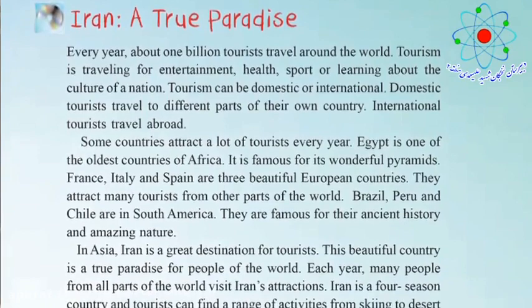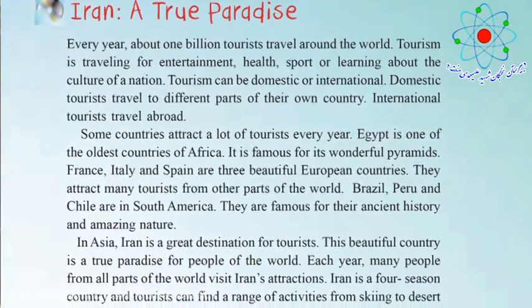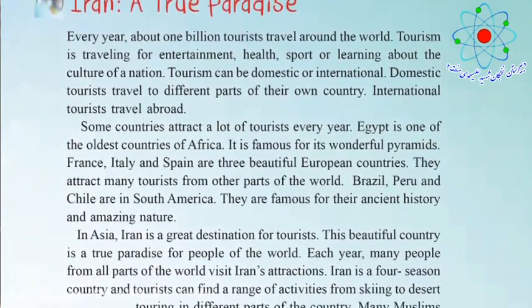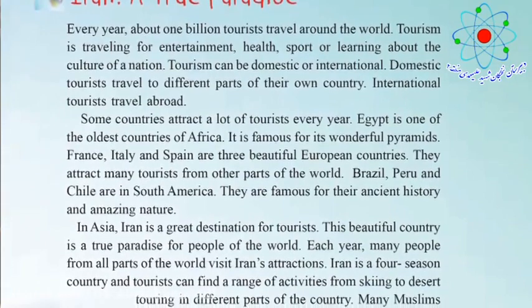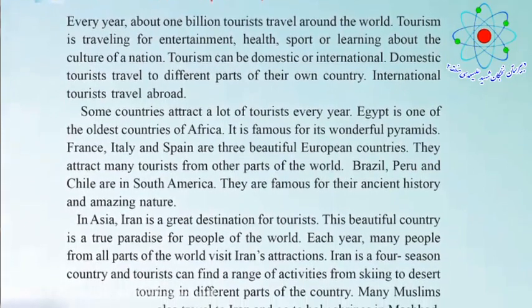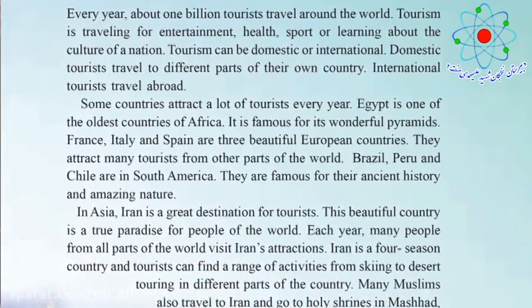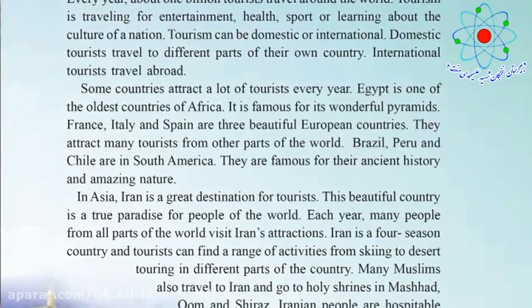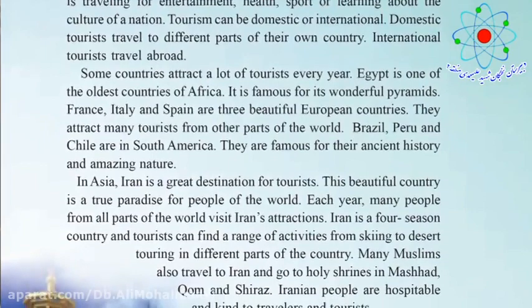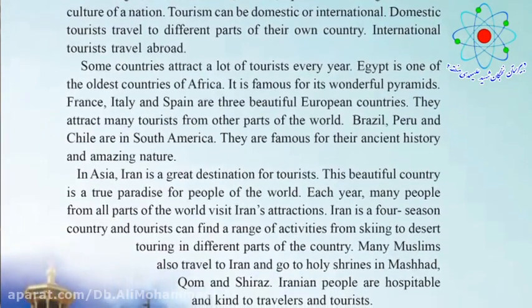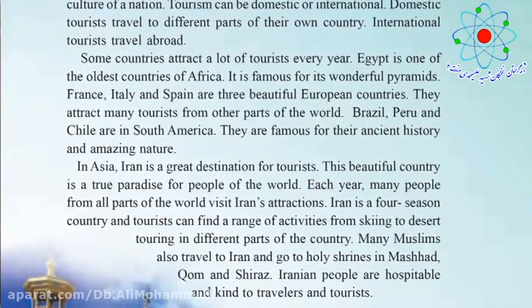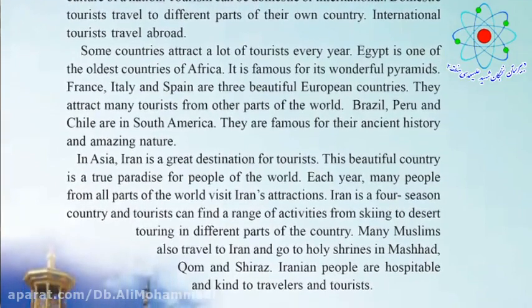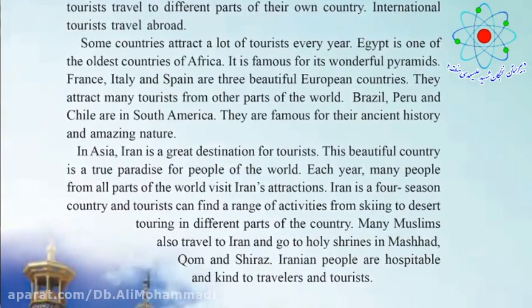Every year, about 1 billion tourists travel around the world. Tourism is traveling for entertainment, health, sport, or learning about culture of a nation. Tourism can be domestic or international. Domestic tourists travel to different parts of their country, their own country. International tourists travel abroad. Some countries attract a lot of tourists every year.